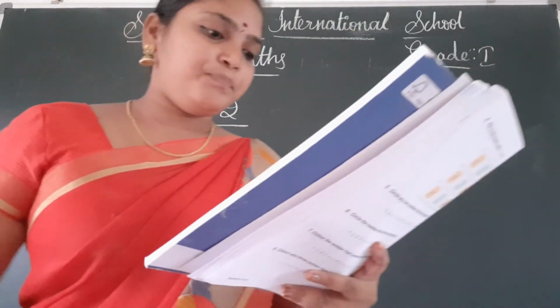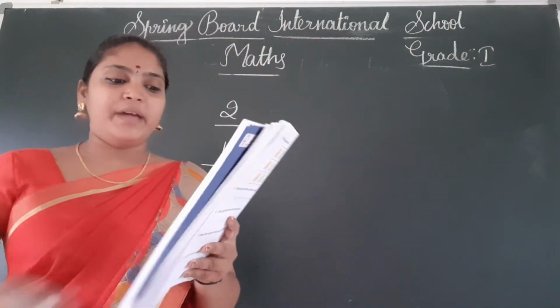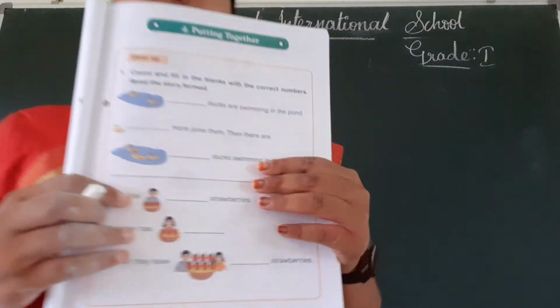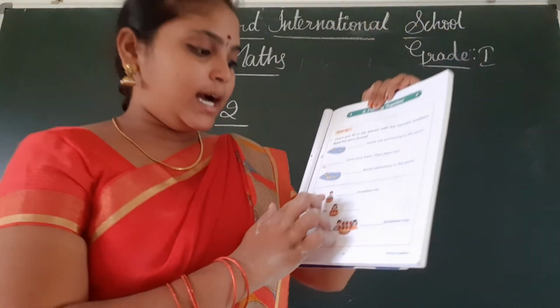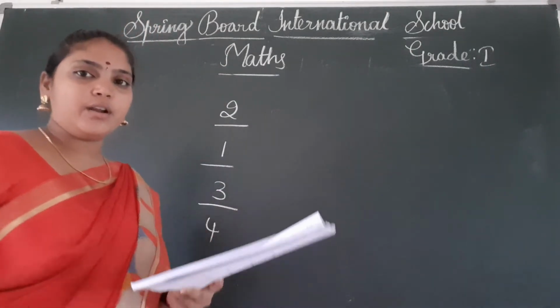Okay children. Next, Peter has dash strawberries. Here you have to count the number of strawberries in this basket. 1, 2, 3, 4. You have to write number 4.